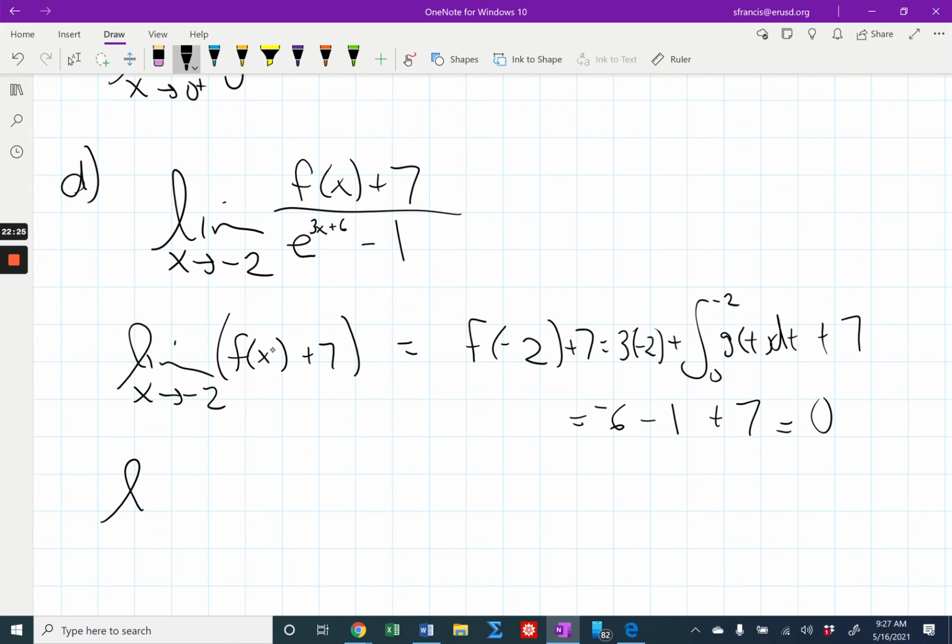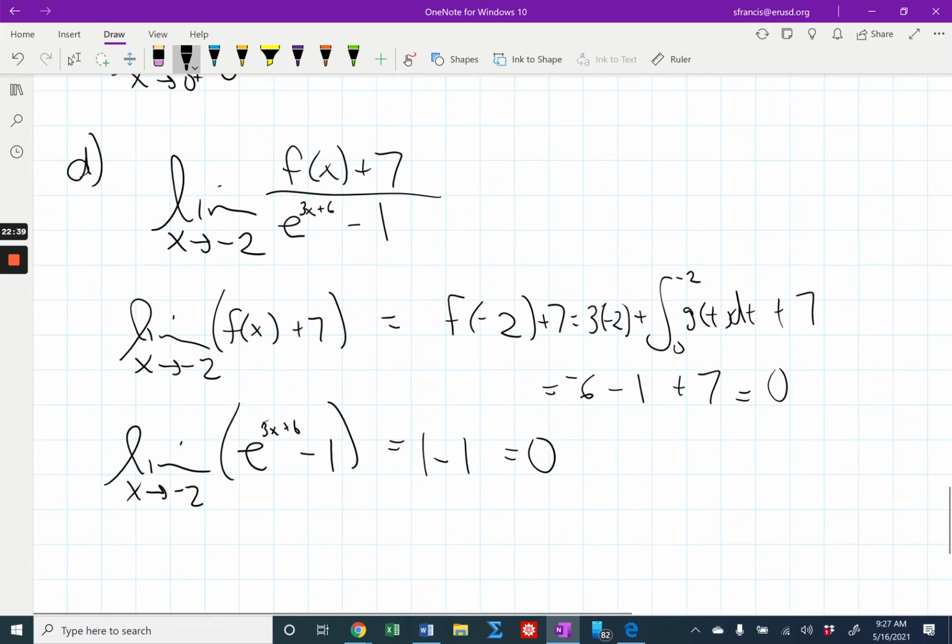And the limit of the denominator, now if I plug in -2 up here, I get 0, e to the 0 is 1, so we get 1 minus 1, which is 0. So that means you have to apply L'Hopital's rule.